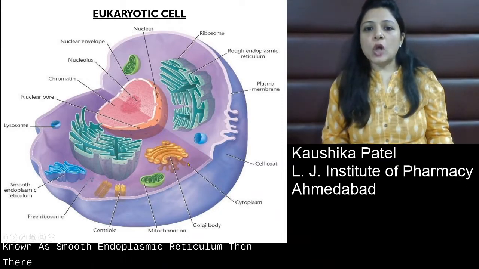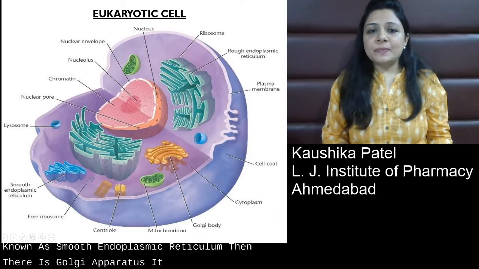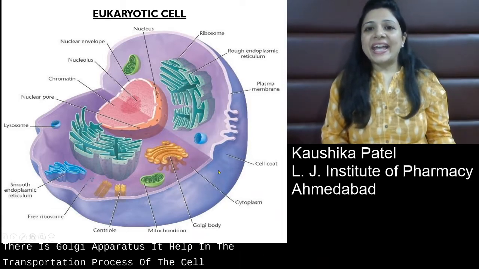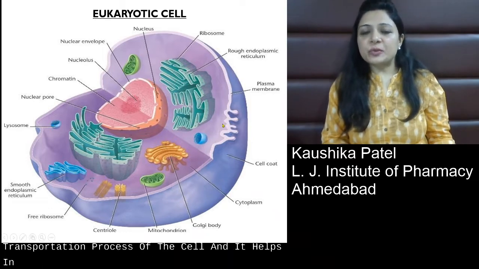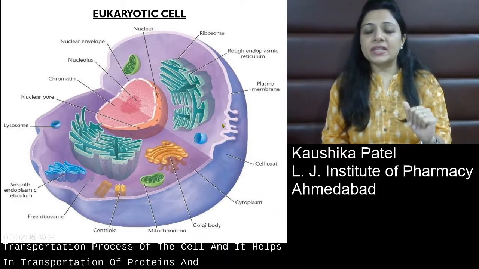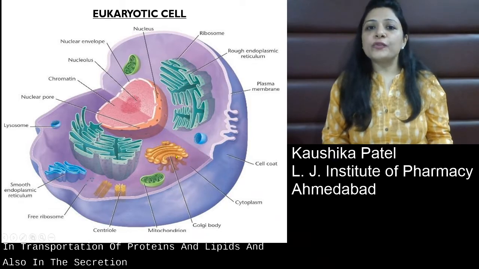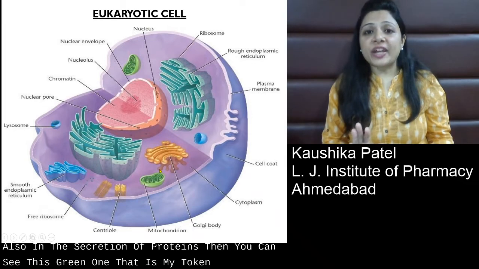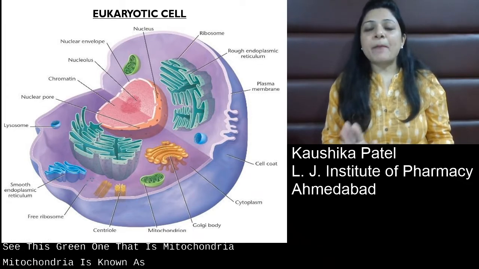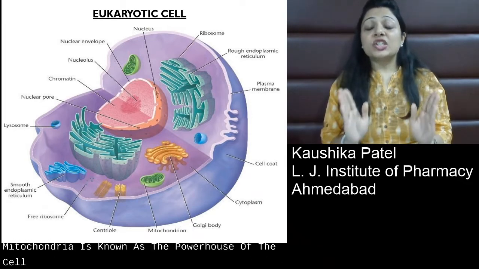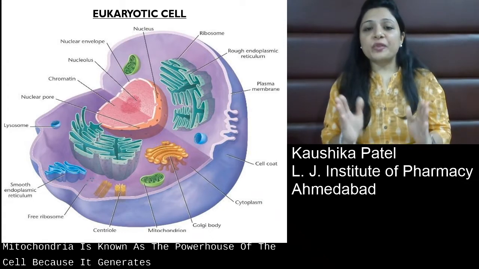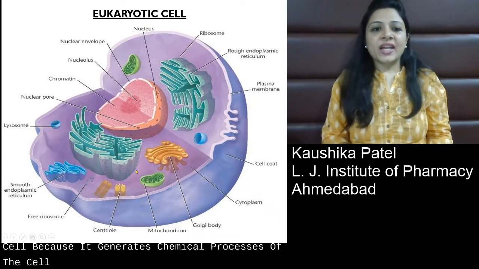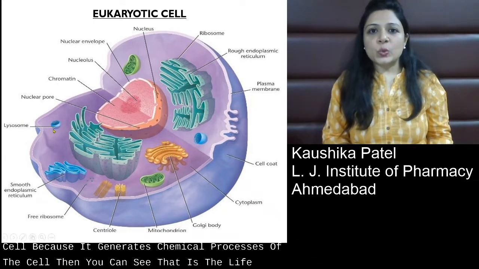Then there is Golgi apparatus. It helps in the transportation process of the cell, and mainly it helps in transportation of proteins and lipids and also in the secretion of proteins. Then you can see this green one, that is mitochondria. Mitochondria is known as the powerhouse of the cell because it generates the energy which is required for the biochemical processes of the cell. Then you can see there is a lysosome.